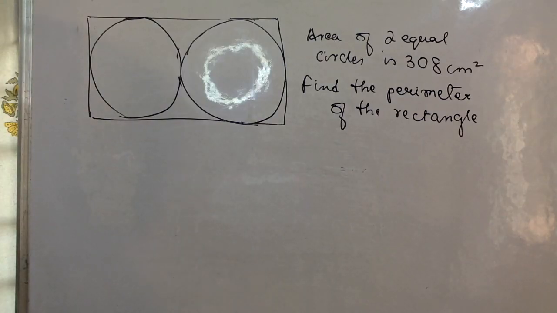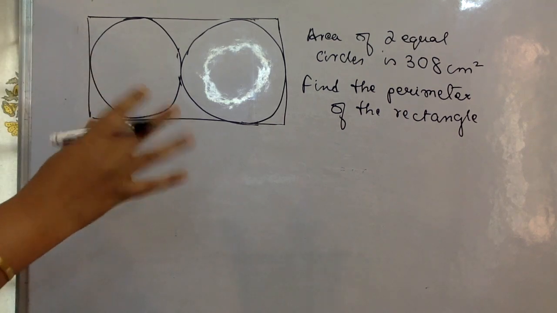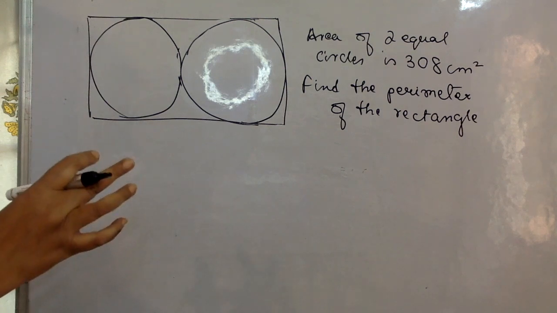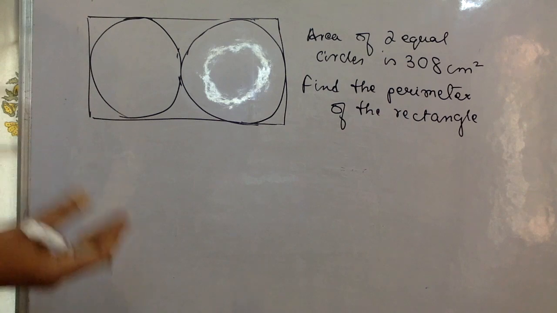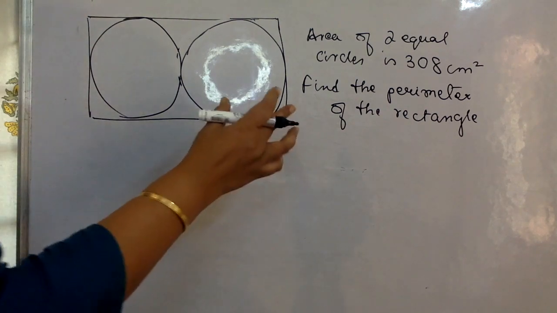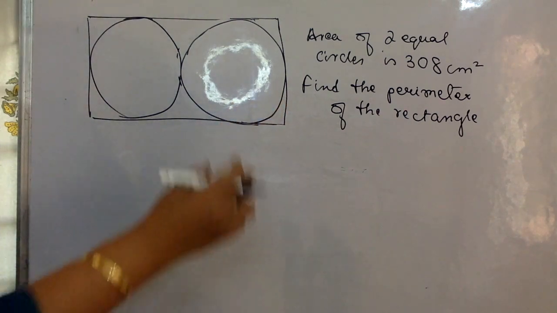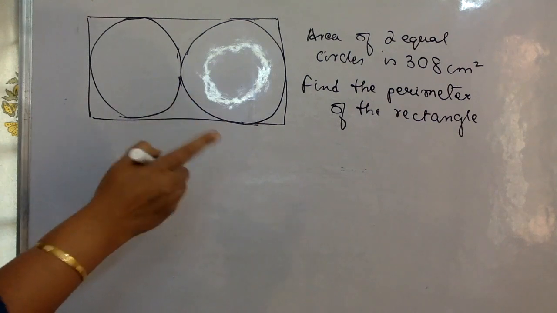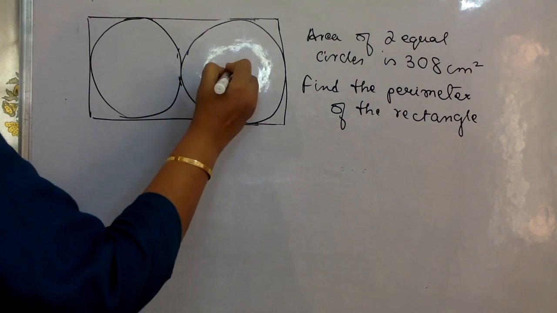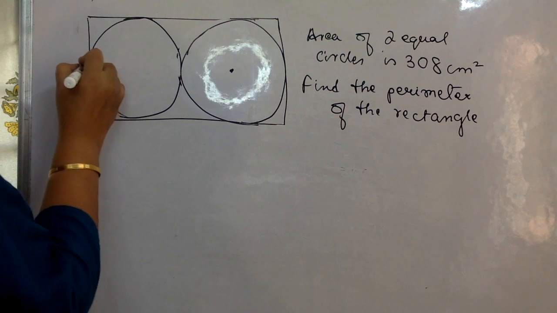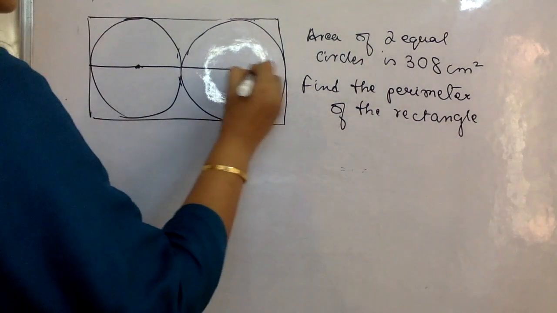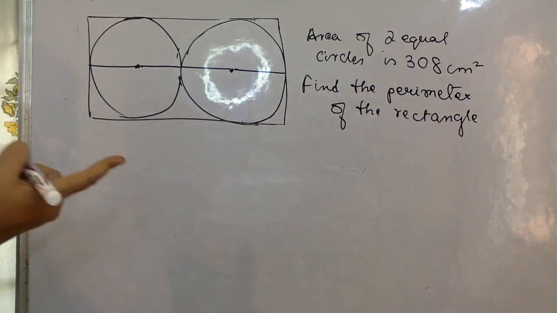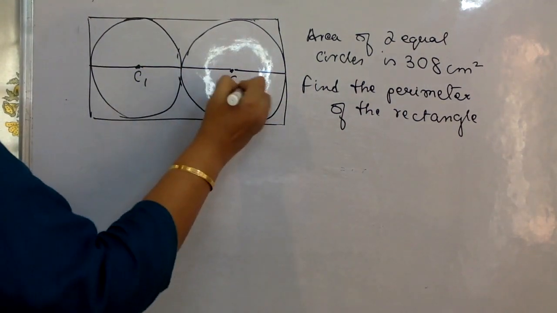Here is our next question. Area of two equal circles. Now they have told the circles are equal, means the radius is equal, is 308. Find the perimeter of the rectangle. So what is the connection now? Area of two equal circles is 308. Okay, so from the area of two equal circles, I think we can get the radius. And if we join, because they are equal circles, you see here is one radius, another radius, a third radius and a fourth radius. Now this is required. Okay, this is center 1 and center 2.